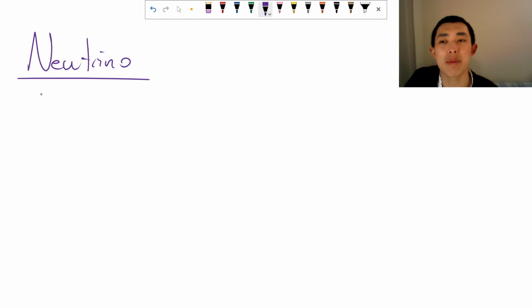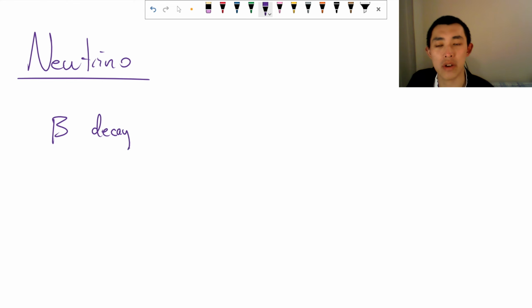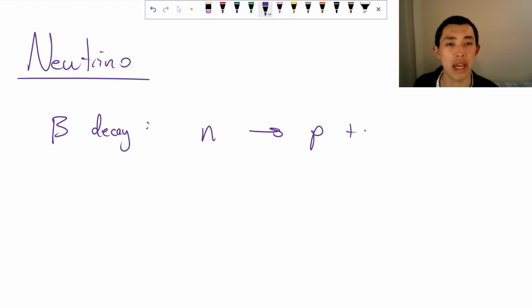So let's understand a bit more about the neutrino, where it came from and why we thought it existed. Let's have a think about beta decay. So beta decay, it kind of goes along the lines of this. We have a neutron turning into a proton and an electron.